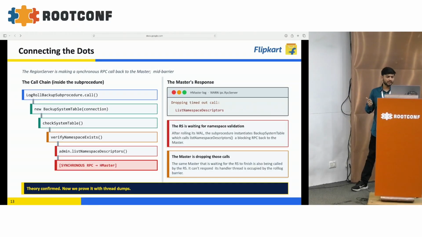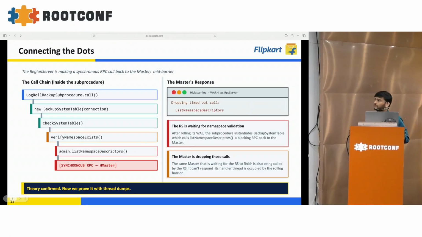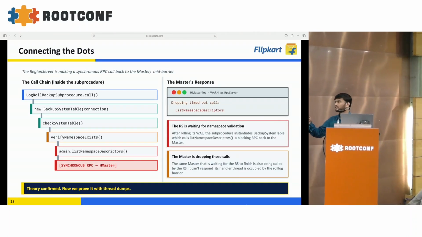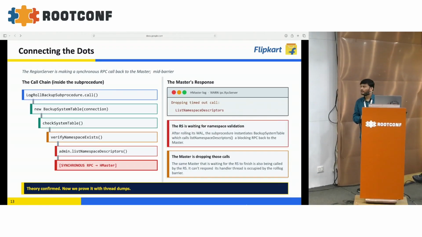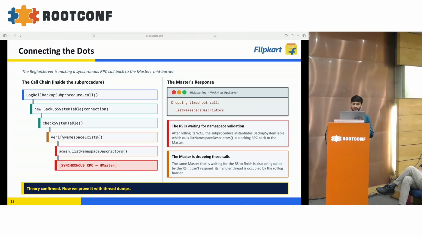Then we checked the HMaster log again, and it told us a few more things. It was saying that it is dropping the timed out call on the HMaster side, and it was the same operation where it was failing, the listNamespaceDescriptors part. So, if it is getting stuck, what to do next?